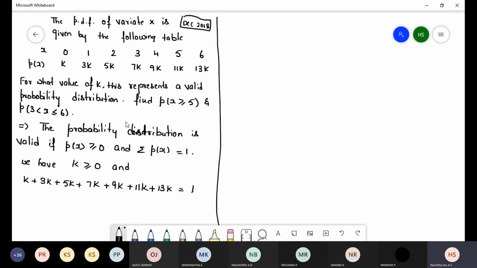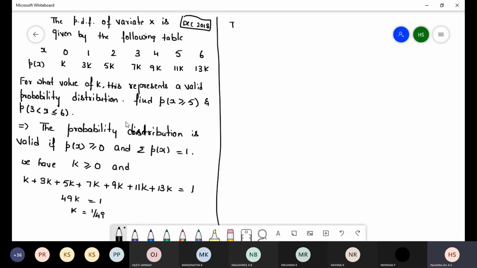What is the k value? 1 by 49. On the LHS we got 49 into k, which is equal to 1. So the k value we can write as 1 by 49. Now rewrite the table.